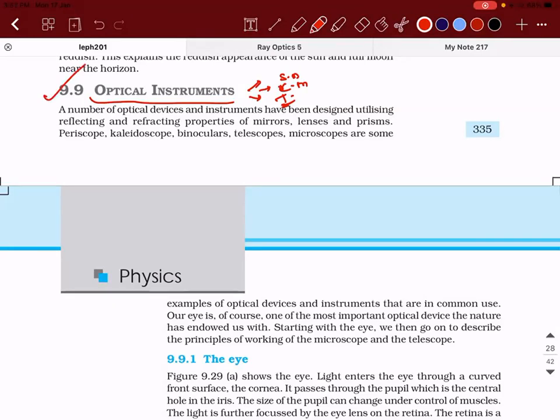Is there any other doubt from today's class? No, sir. No doubts. So I hope everybody made the notes.